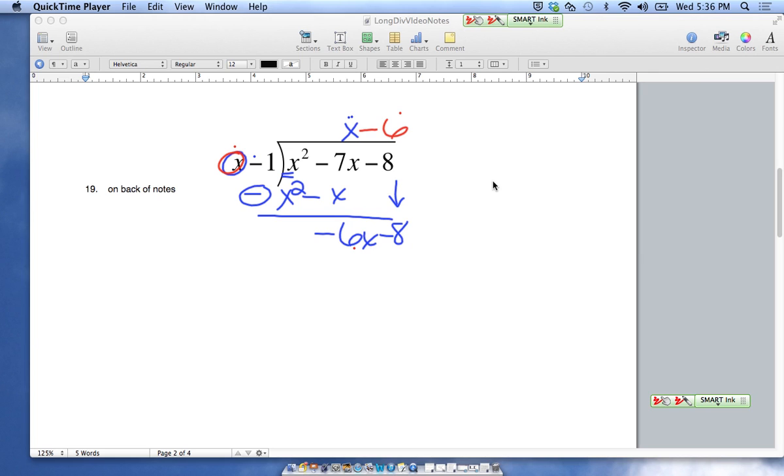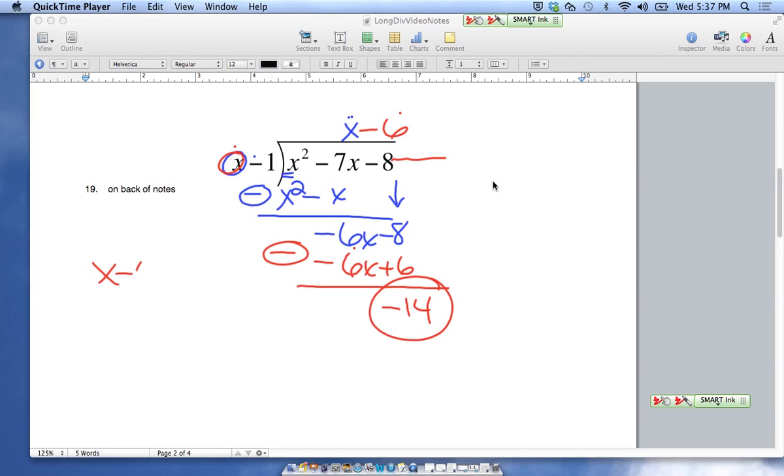Negative 6 times x is negative 6x, and negative 6 times negative 1 is positive 6. And once again, I'm taking the opposite. I'm subtracting these in a vertical column form. So negative 6 minus negative 6 sums to 0. Negative 8 minus 6 is negative 14. And you look at the dividend and you see there are no terms left, so negative 14 becomes your remainder. The way you present your answer, the quotient is x minus 6 minus 14 over the divisor of x minus 1.